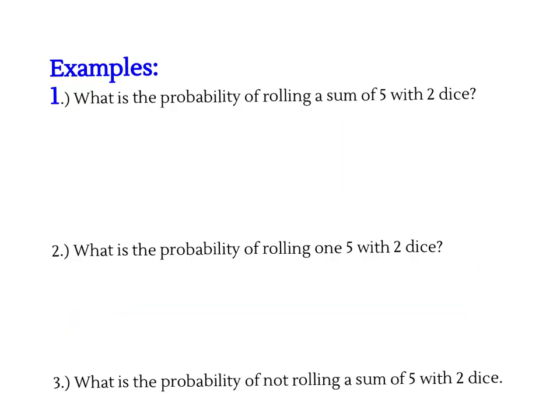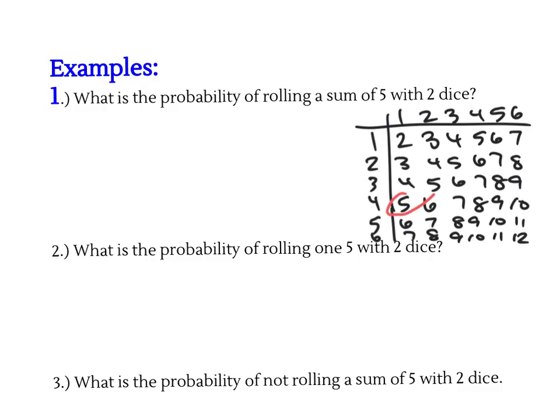What is the probability of rolling a sum of 5 with 2 dice? Well, in order to do this, we're going to set up a table that shows what all the outcomes of rolling 2 dice are. Once you have that, you can see that the sums follow a pattern along a diagonal. And so there we have all of our sums to 5, which means there are 4 of them.